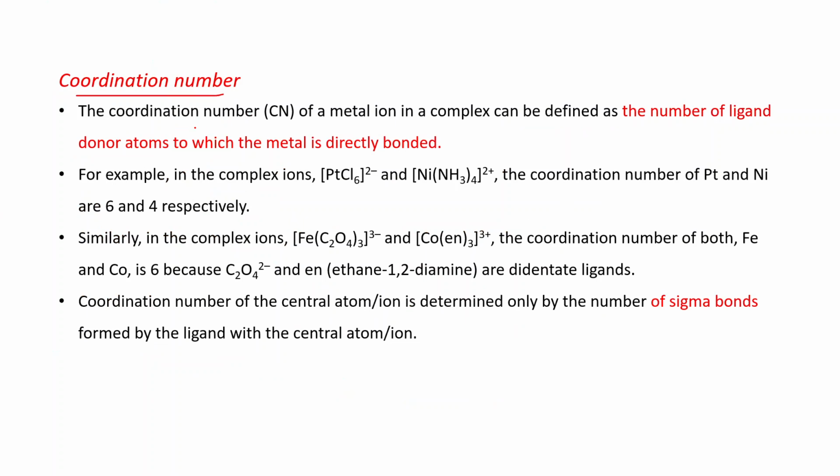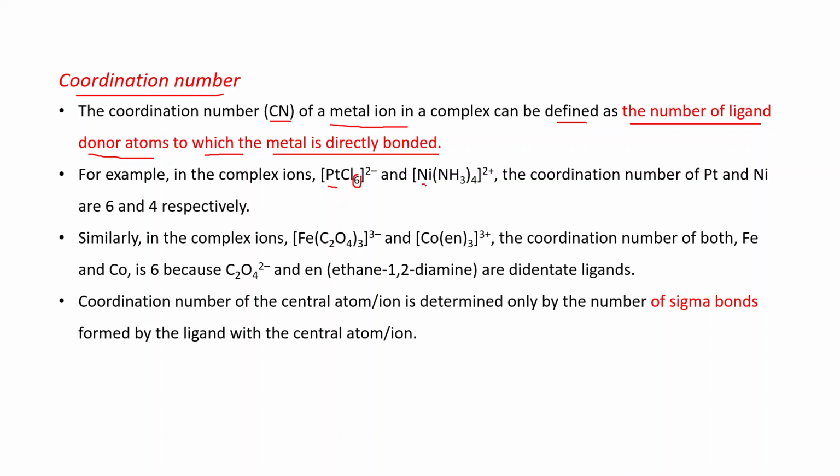Coordination number. The coordination number, which is also written as Cn, of a metal ion in a complex can be defined as the number of ligand donor atoms to which the metal is directly bonded. Again, remember, the number of ligand donor atoms, not the number of ligands. For example, in the complex ion PtCl6, we can say this 6 represents the coordination number of this Pt.